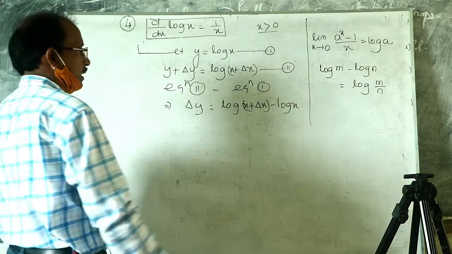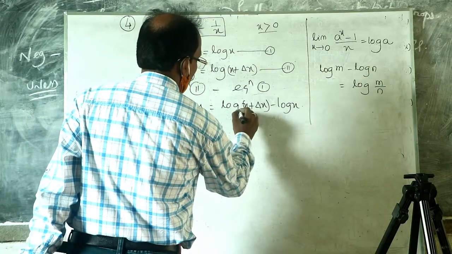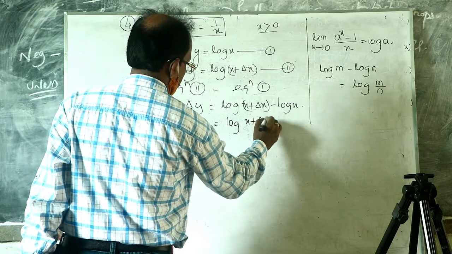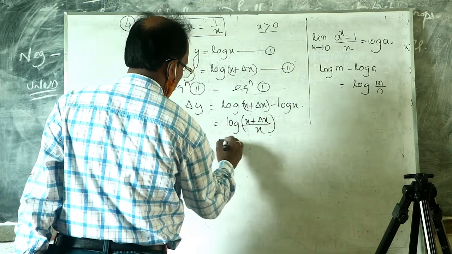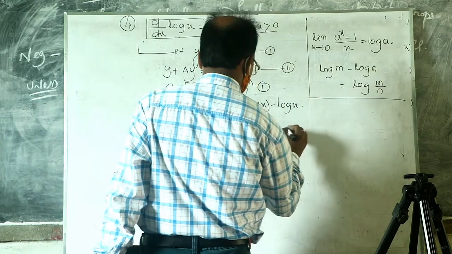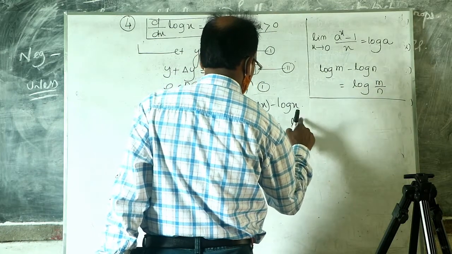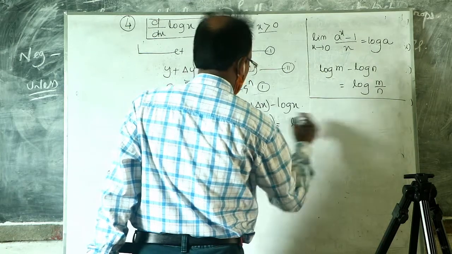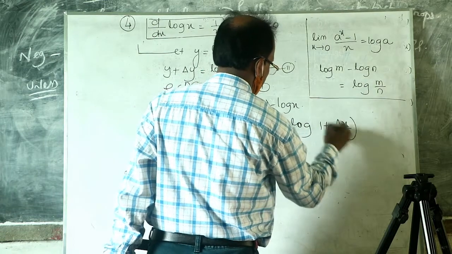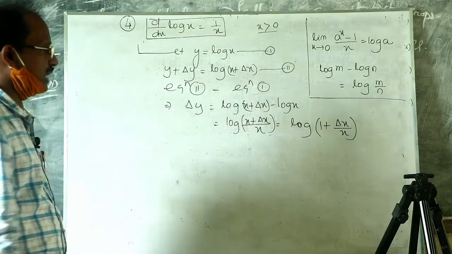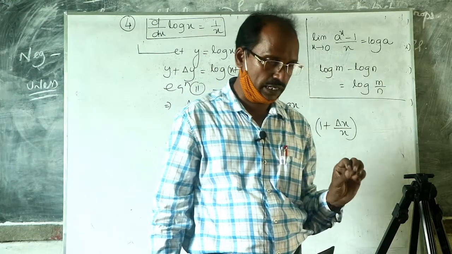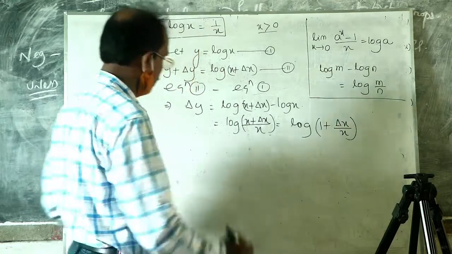You can take base as a, suppose log this minus log this, so log x plus delta x by x, which also can be written as log x by x, that is equal to 1 plus delta x by x. Then dividing both sides by delta x and taking limit as delta x tends to 0.